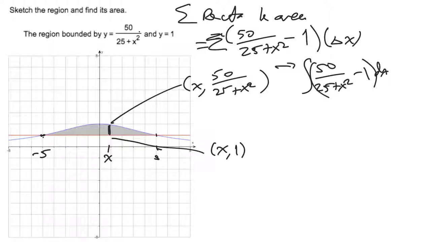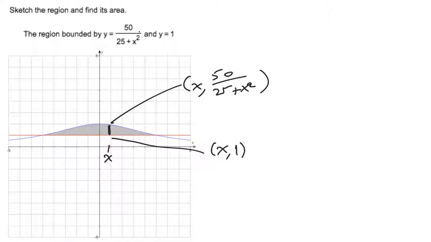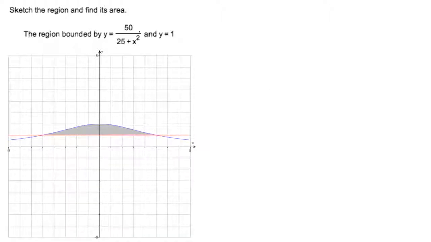So let me just get rid of as much of this as I can. There we go. Might as well get rid of that too. We know that we're trying to integrate from minus 5 to 5, 50 over 25 plus x squared.